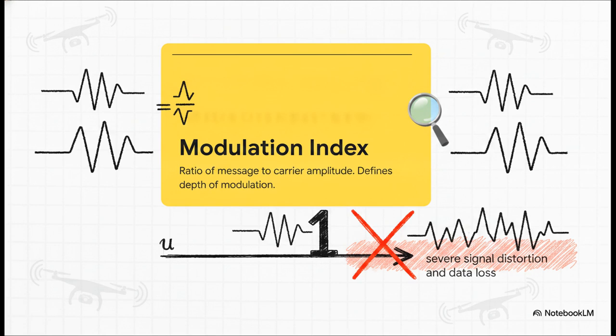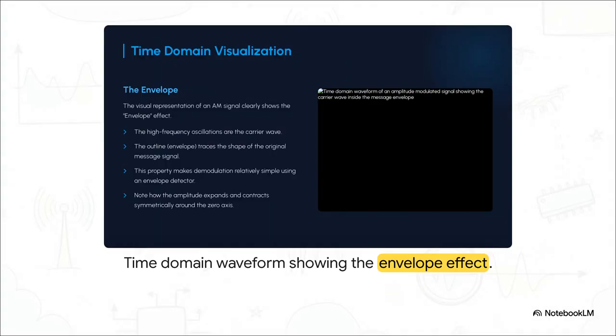And here's the crucial part. You absolutely must keep this value at 1 or below. If mu creeps over 1, bam, you get overmodulation, which means severe signal distortion and lost data. Nobody wants that. So looking at this in the time domain, check out this really cool visual envelope effect.